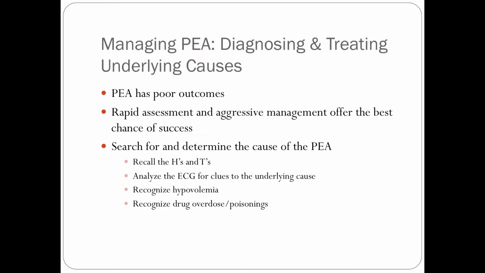PEA usually has very poor outcomes. Rapid assessment and aggressive management offer the best chance, so you search for the determination of what caused that PEA. For example, I've told you about the traumatic PEA I had on a 42-year-old school teacher, where basically she was in hypovolemia because of trauma. Once we filled her with fluid, she had a sinus tachycardia with no pulse and no blood pressure.